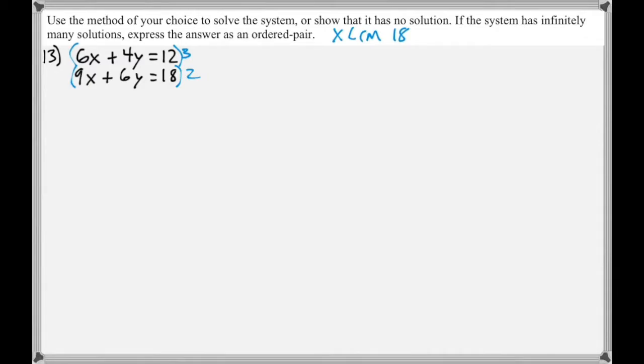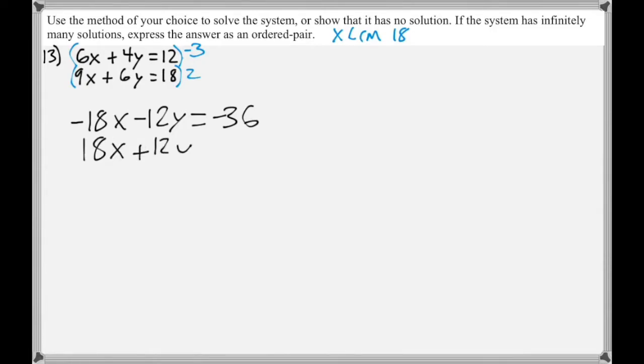But actually, I'm going to multiply the top one by a -3 because I need one of them to be negative, otherwise they won't cancel out. So this would be -18x minus 12y is equal to -36, and then 18x plus 12y is equal to 36. And then I can add these up, and I get 0 on the left and 0 on the right.